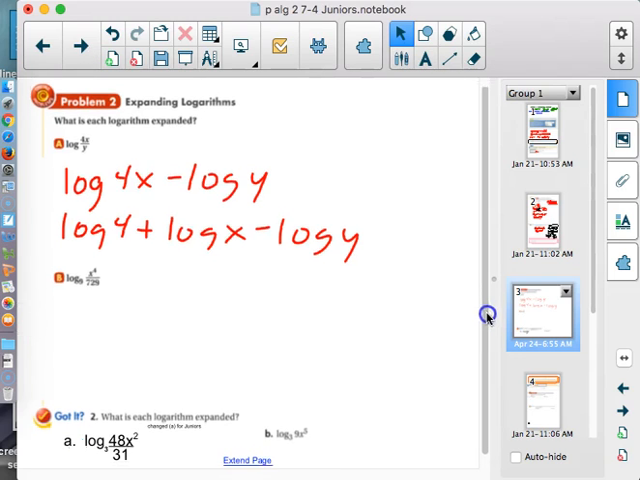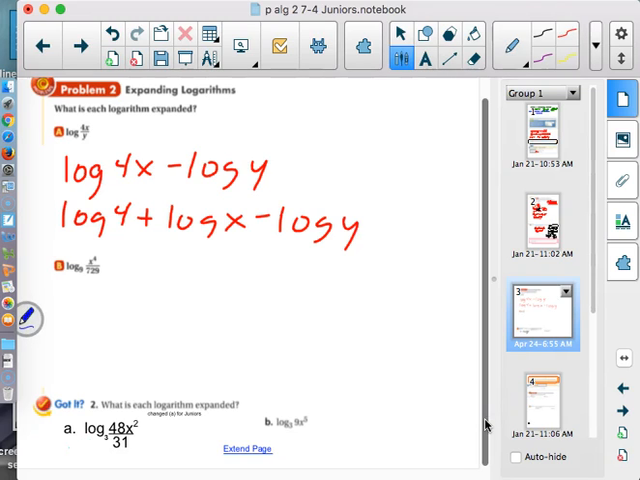All right, take a look at B. I see division again. Division in logarithm language is what? Subtraction.